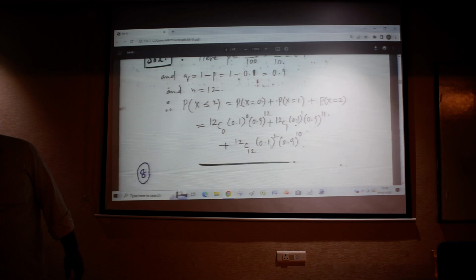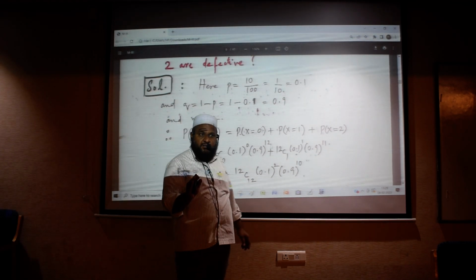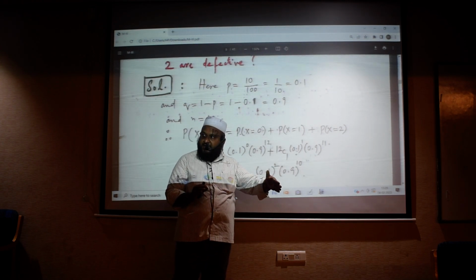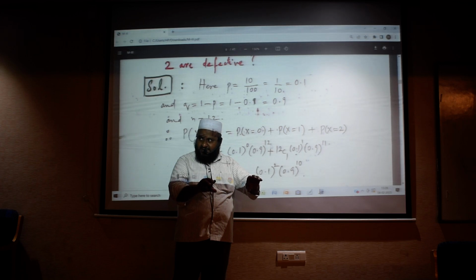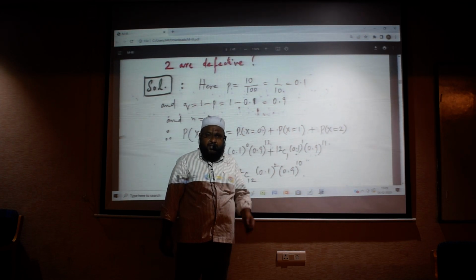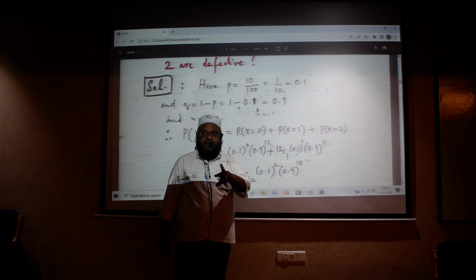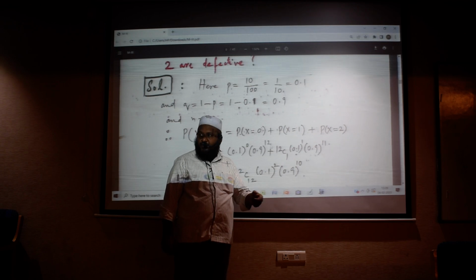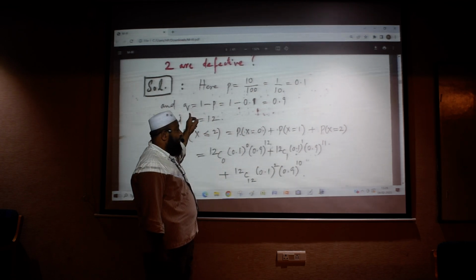Which distribution is it actually? Binomial. Getting defective is one option, getting non-defective is one option. There are only 2 events. That is why we are using binomial distribution. Every trial will have only 2 options, either getting success or getting failure. That is the point. So we have calculated the P value and Q value.